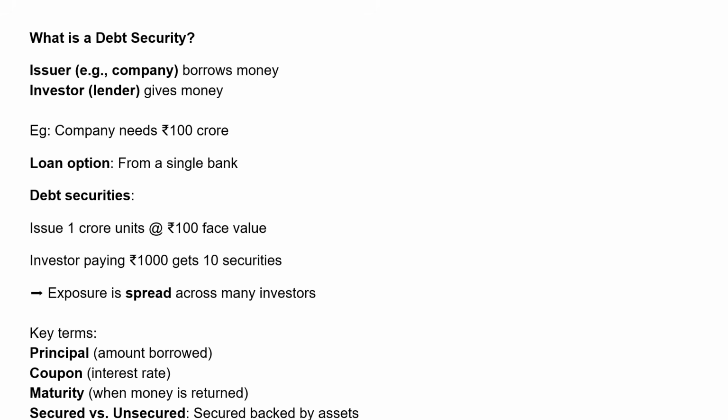There are a few terms that you need to understand here. One is principal. Principal means the amount borrowed. Coupon is the interest rate. Maturity is when the money is returned. Secured and unsecured means, for example, if I have to take a student loan, and I don't have anything to put as collateral, that will be termed as unsecured. If I have something like a house to put as collateral, that will be considered a secured loan.